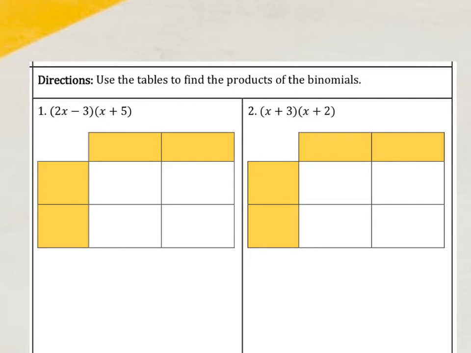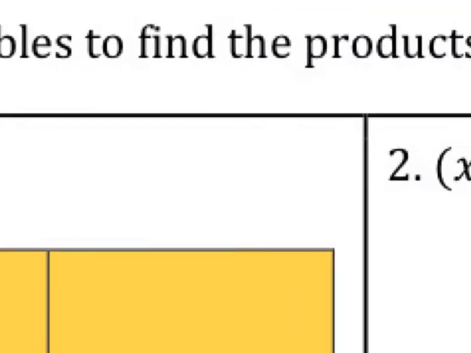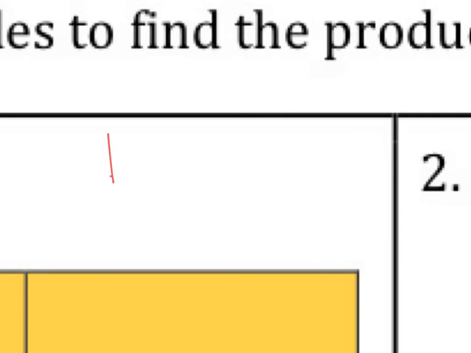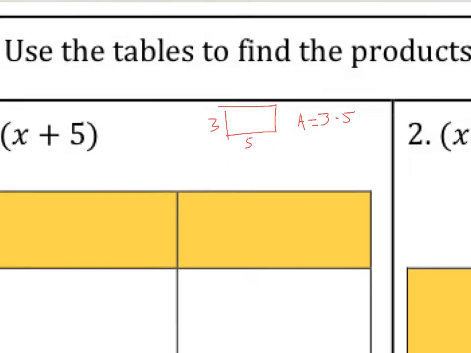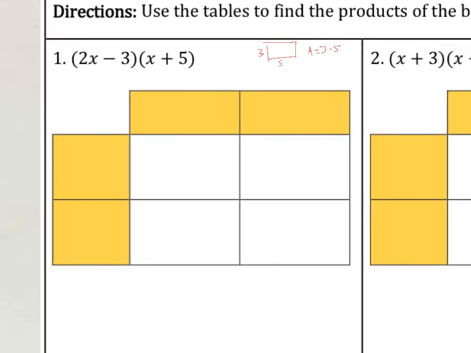So when we're finding the area of a rectangle, remember, if you got a rectangle that is 3 by 5, the area is 3 times 5. So when we think of area, we think of multiplication. And when we think of multiplication, we can think of area. So here's what we can do.